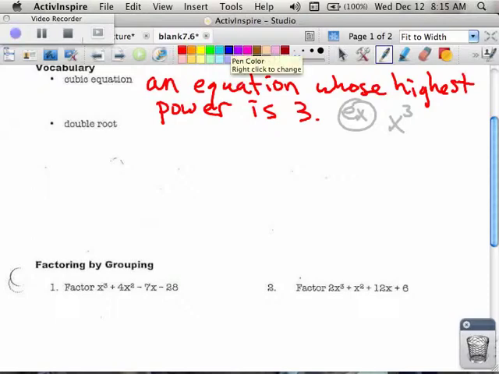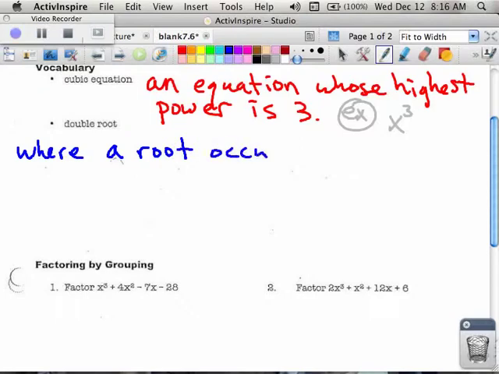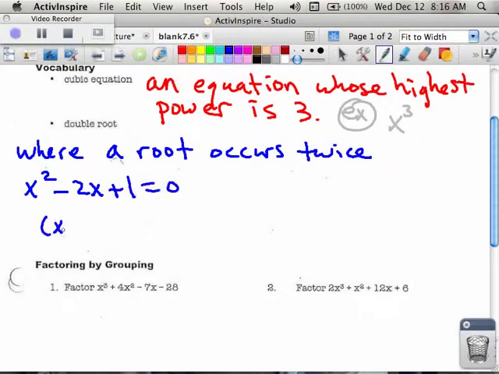The second part is talking about solutions, roots, x-intercepts. A double root is where a root occurs twice. So for example, when we had something like x squared minus 2x plus 1 equal to 0, if we were to factor this, you'd have x minus 1 times x minus 1 equals 0. And when you solve this, you would get a solution that said x equals 1 twice. That's called a double root.